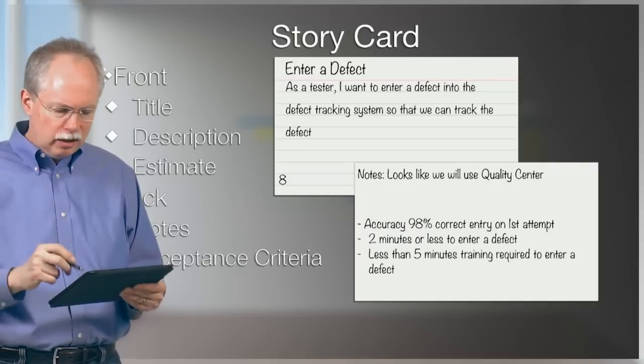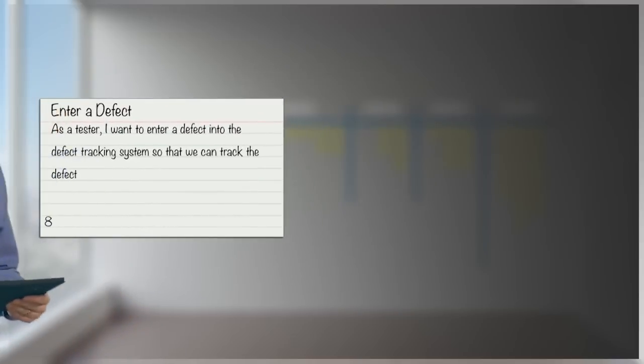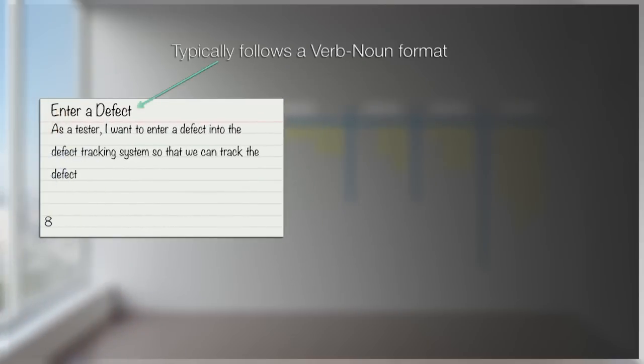Let's take a little more look at these things. Let's look at the front here. So here's the front of my card. It has that title, and that title typically follows a verb-noun format. That is, we say a verb, then a noun. This verb-noun format is famous and constantly used throughout the world of requirements in all different kinds of techniques, from user stories to use cases to activity models. The verb-noun format is all over the place.